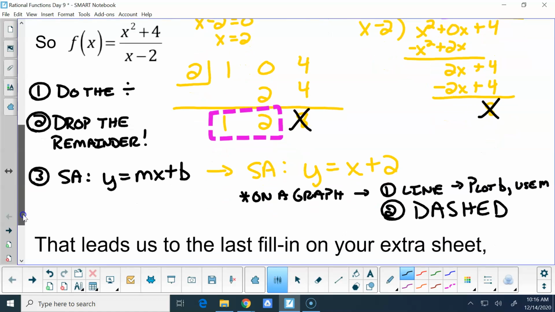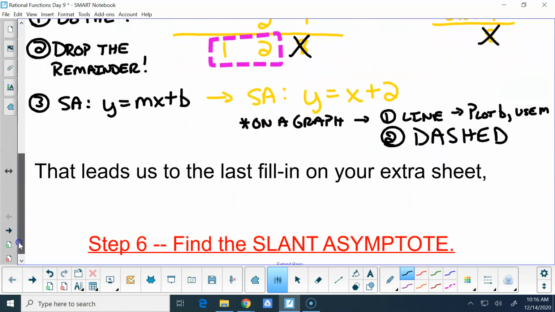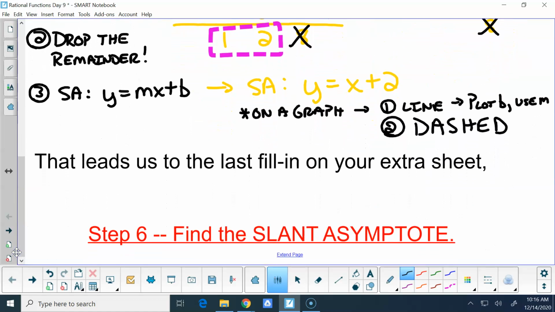So that leads us into our last fill-in. Step 6, we need to find the slant asymptote. And we find the slant asymptote by doing the division, dropping the remainder, and writing it in y equals mx plus b.